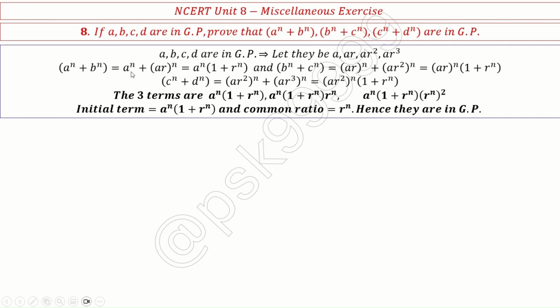So which is nothing but a to the power of n plus ar whole to the power of n, which is equal to, if I take a to the power of n as common, a to the power of n into 1 plus r to the power of n. What is b to the power of n plus c to the power of n also? I'll take ar whole to the power of n into 1 plus r to the power of n. This is my c to the power of n. So if I take the product of the first and third terms, then I'll get the second term. That's as simple as that, correct?